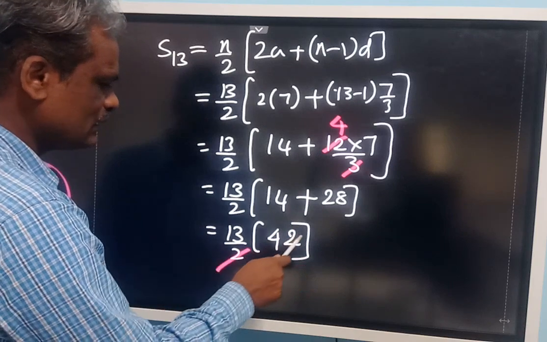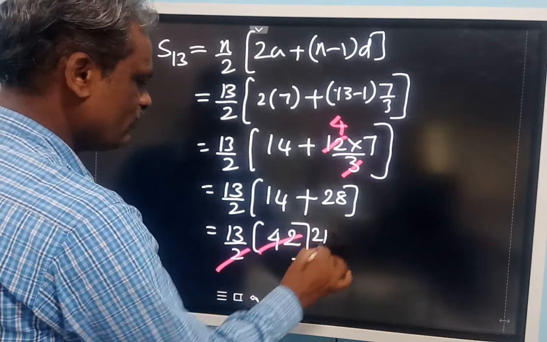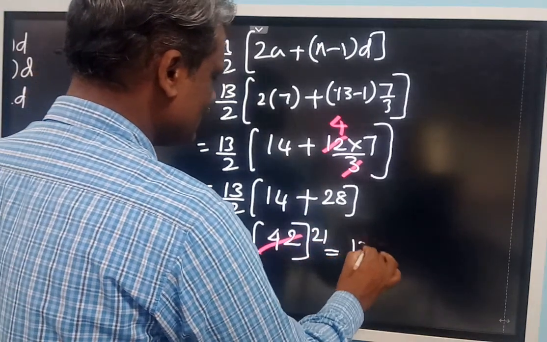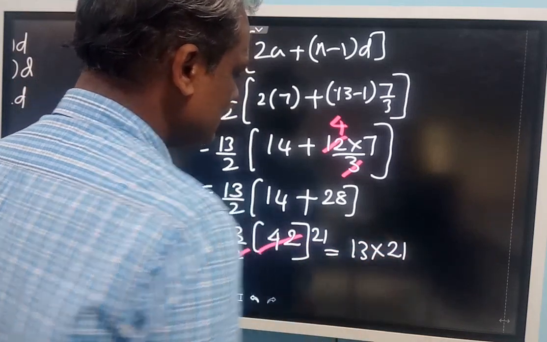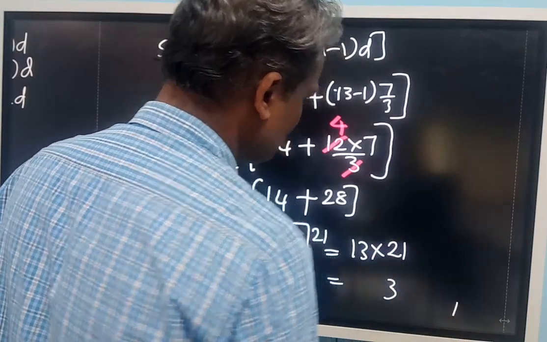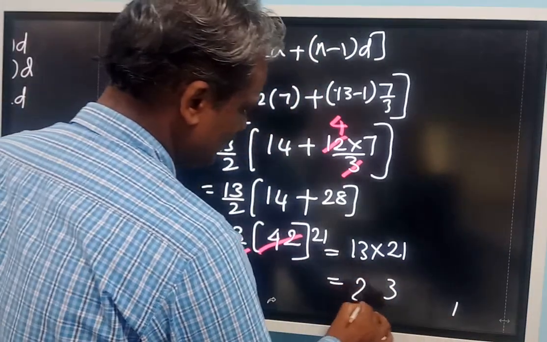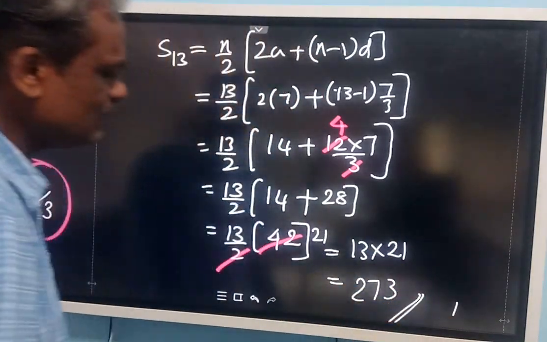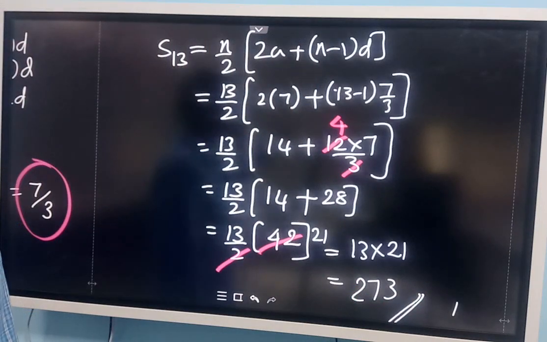Cancel this one, 2 twenty-ones are 42. So now you are getting 13 into 21. 13 into 21: 13 ones are 13, 13 twos are 26 plus 1, 27. 273 is the sum of the first 13 terms of this arithmetic progression.